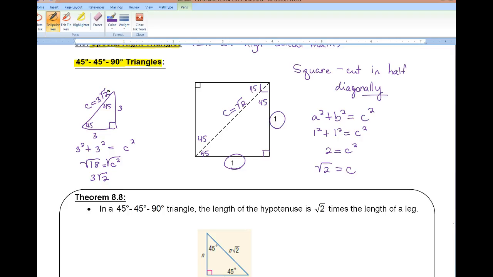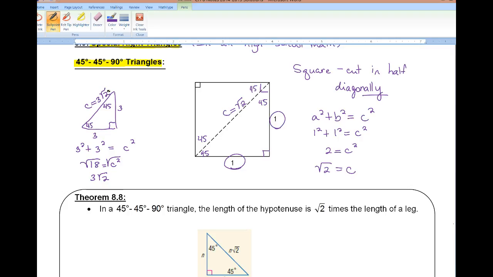What if this was 5, 5, and 5 root 2? Is that always the case? Exactly. I don't want to say it's always going to be root 2, because what if all of a sudden I gave you the leg as square root of 6? Square root of 6, square root of 6, square root of 12.